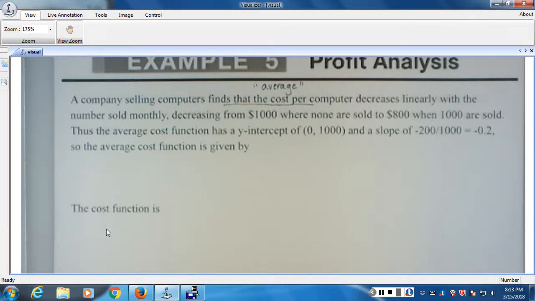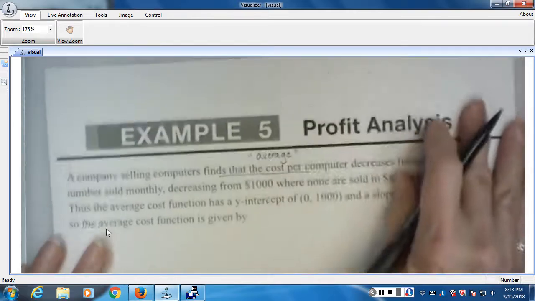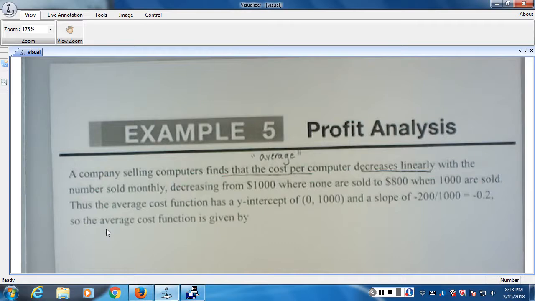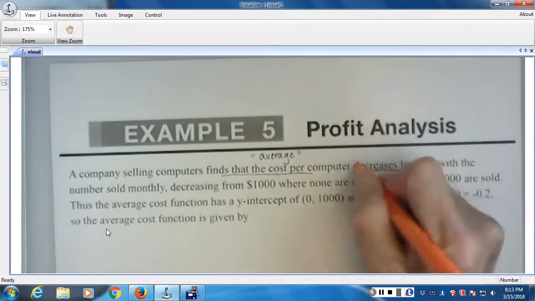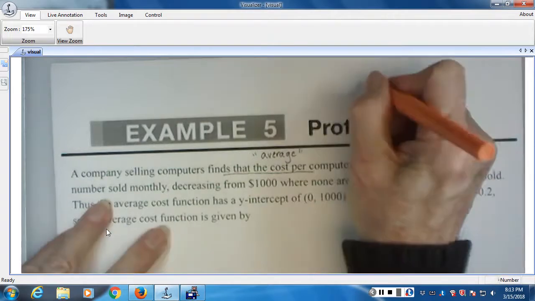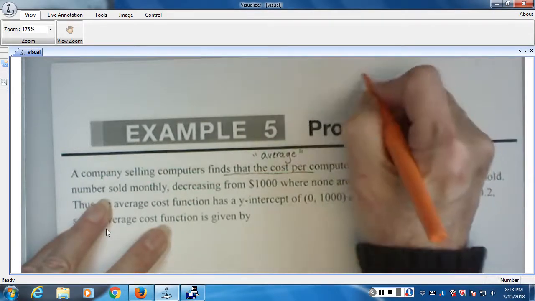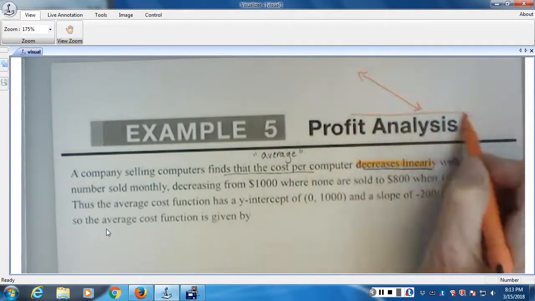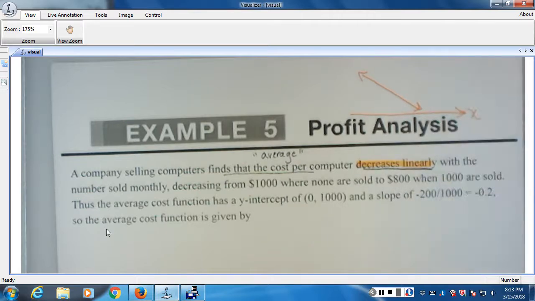Okay, here's a picture of decreases linearly. When you see the words decreases linearly, your brain should immediately envision a line with negative slope. If it's linear, it's a line. If it's decreasing, the slope is negative. It decreases with the number sold monthly. So it's decreasing as x increases.